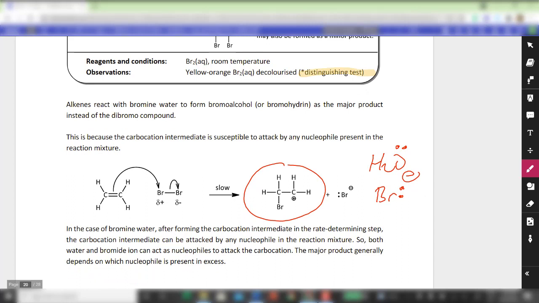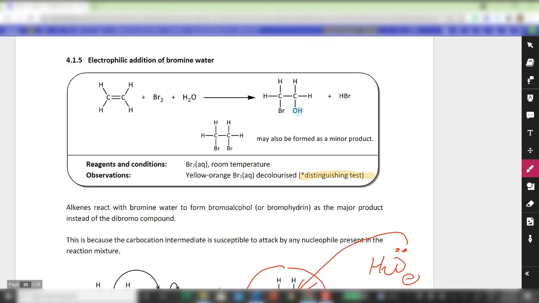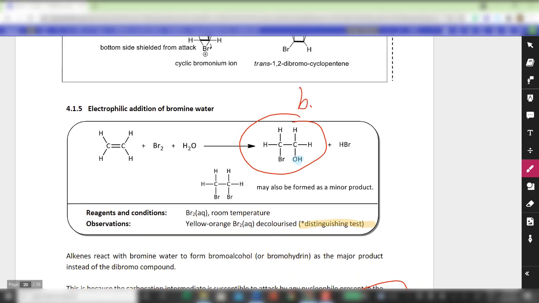But water being the solvent here, it exists in much greater amount as compared to bromide. So if you want to compare water and bromide, water will win because there is a lot more of it. So water will undergo a nucleophilic attack onto the carbocation, and in this case, you will form the bromohydrin. You might be interested to know the name of this compound because it's quite important for you to know the name. This is known as a bromohydrin. It's like a hydrated bromoalkane, something like that.